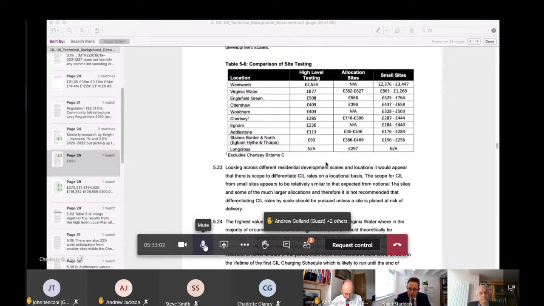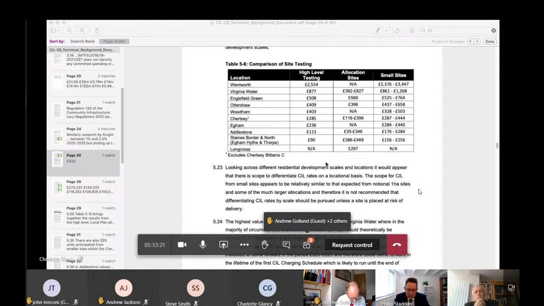Okay, I've got a couple of people indicating to come in, but I'm going to ask them to be patient because I just want to run through quickly the zones in reverse alphabetical order, just so I've got a feel for where the local plan sites are.